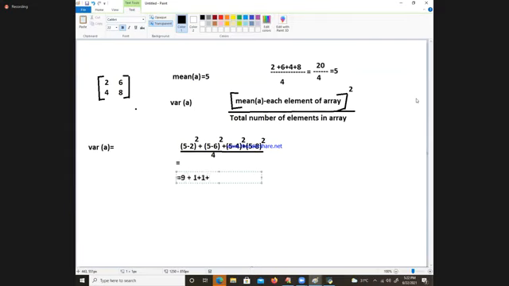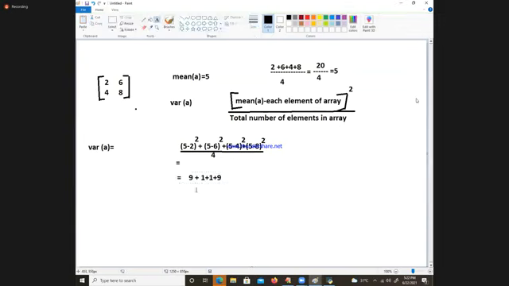Five minus 8, 3. That is another 3 square. 9. 9. Am I correct, students? 5 minus 3, 9. 5 minus 6, right? Done.